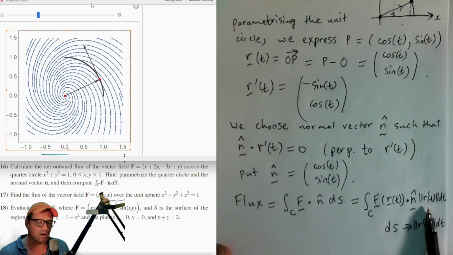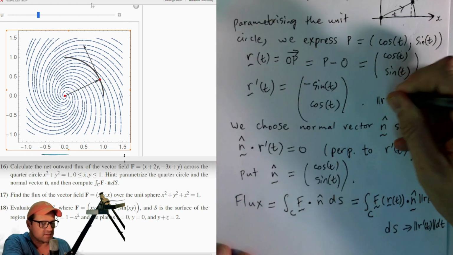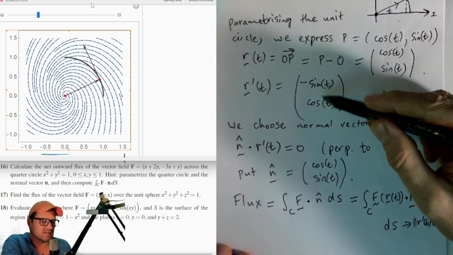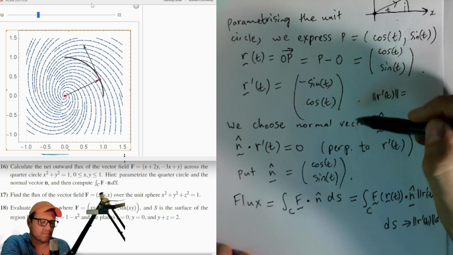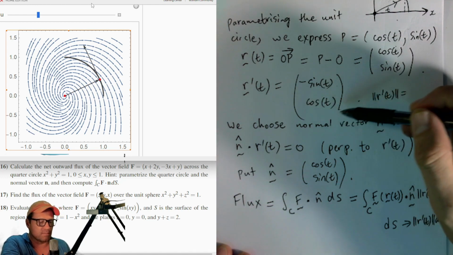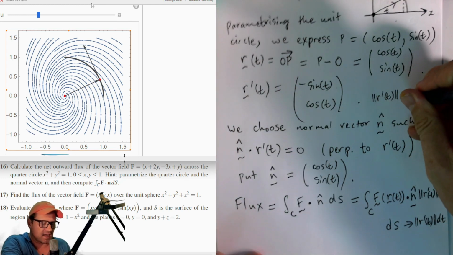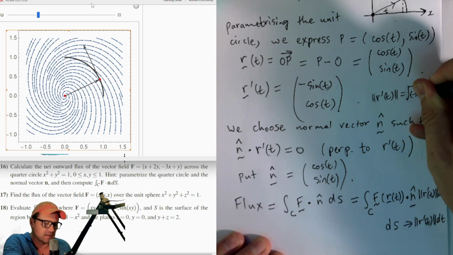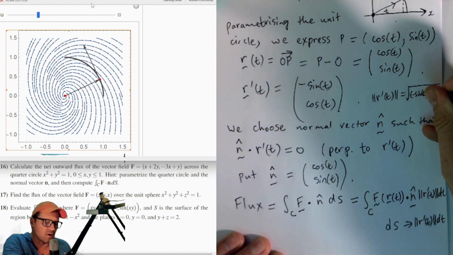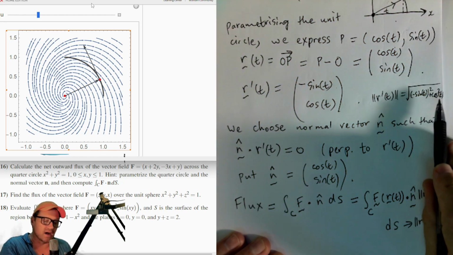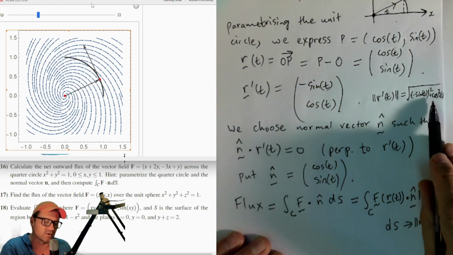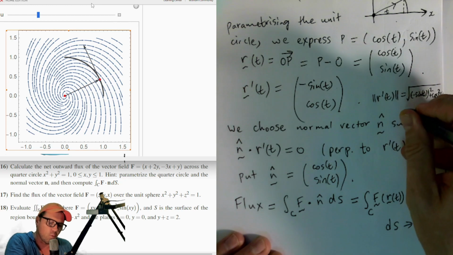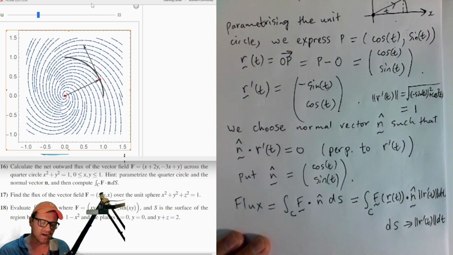Okay, so calculating all of these things, up here we can write that the norm of r dash is the square root of the x component squared plus the y component squared. And so we have the square root of minus sine of t all squared plus cos squared t. And so when you expand this square, you just have sine squared plus cos squared, which is 1. So we're taking the square root of 1, which is 1. That norm there is 1.